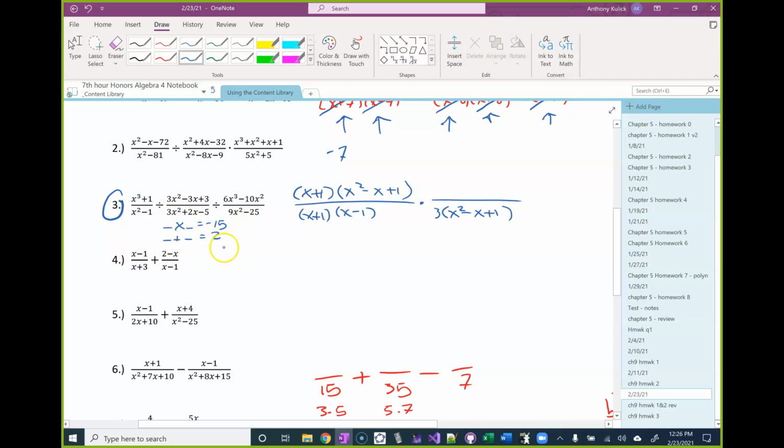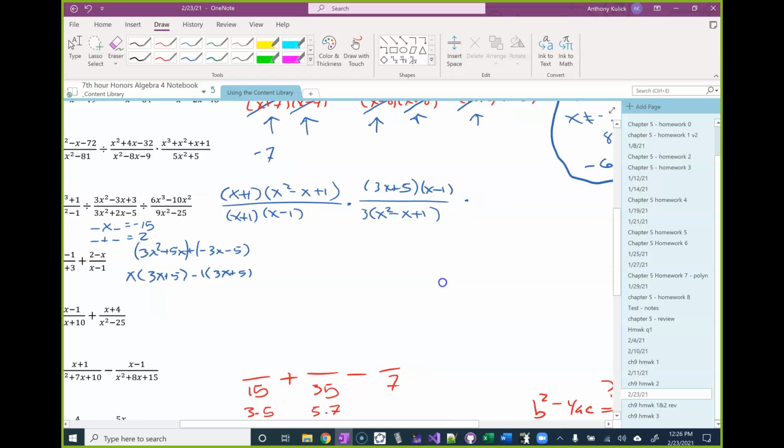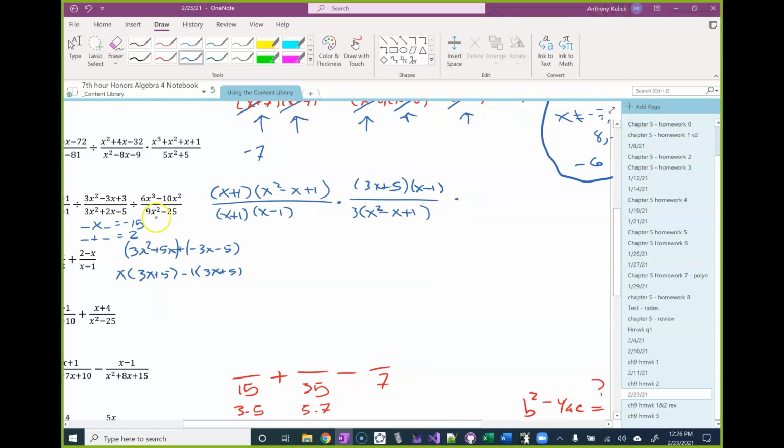And now it's just reducing time. And I think that's it. Yes, of course. So we'd say our answer then is 3x plus 5, and I'm going to write it with the squared. You could write it twice if you wanted to. Over 6x squared.